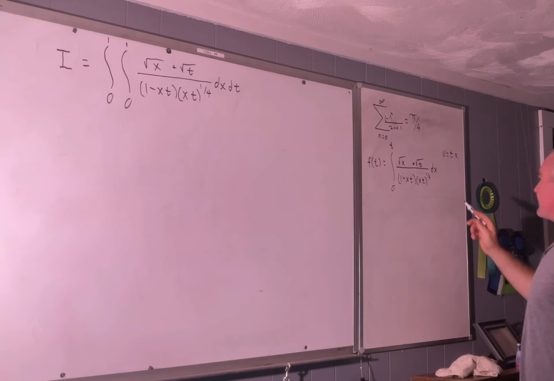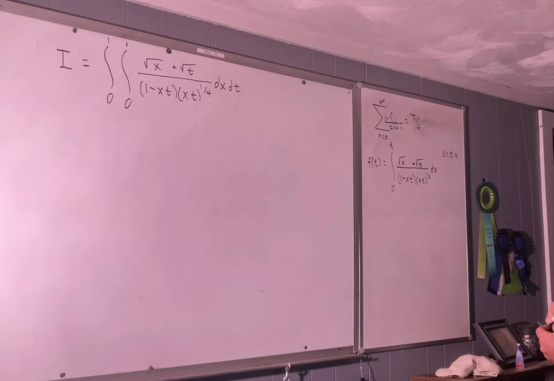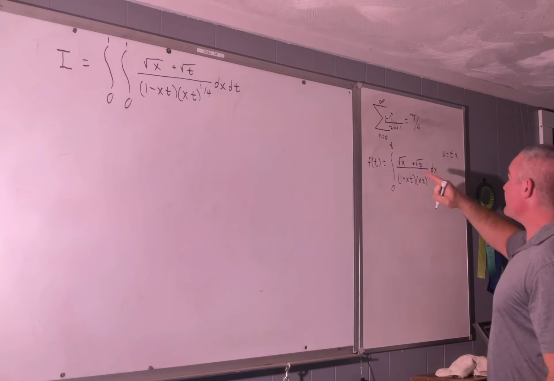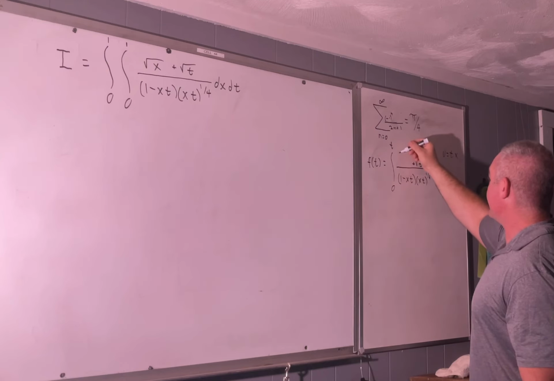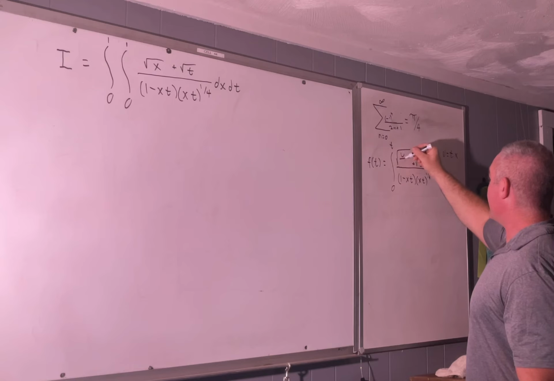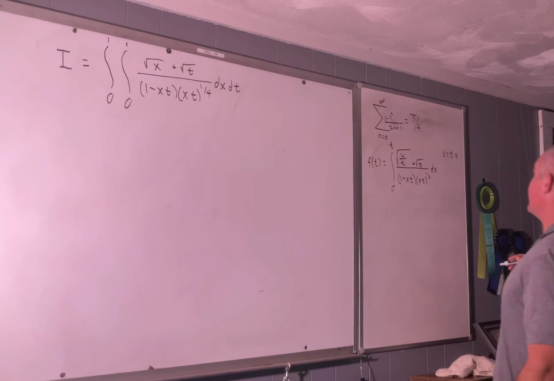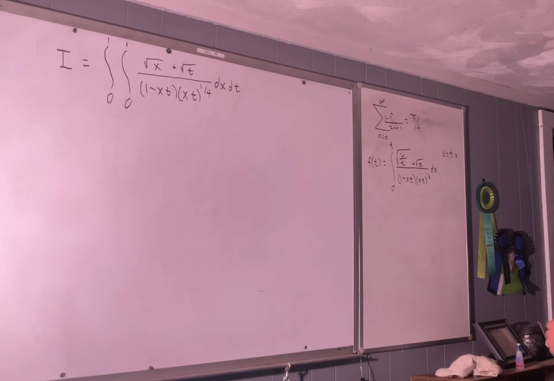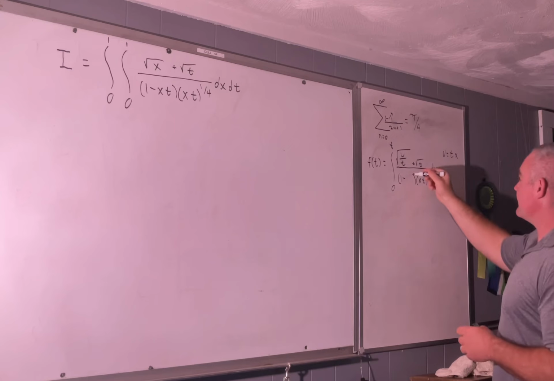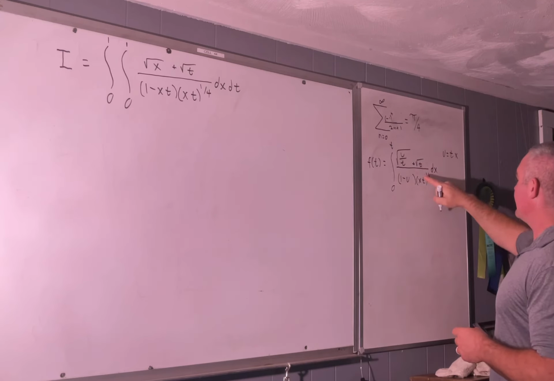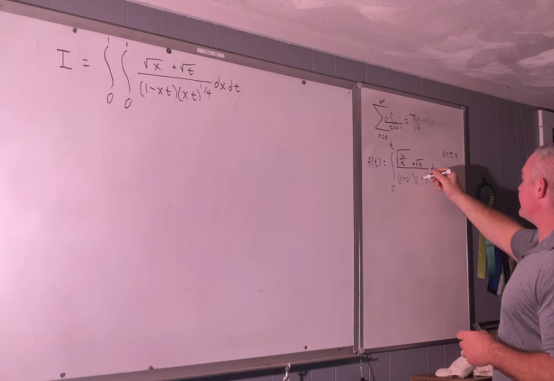We're integrating with respect to x, so we need all things in terms of u and t. What is x in terms of u? It's u over t. So this is the square root of u over t, and the square root of t just remains the same. This xt becomes a u, and this xt becomes a u.